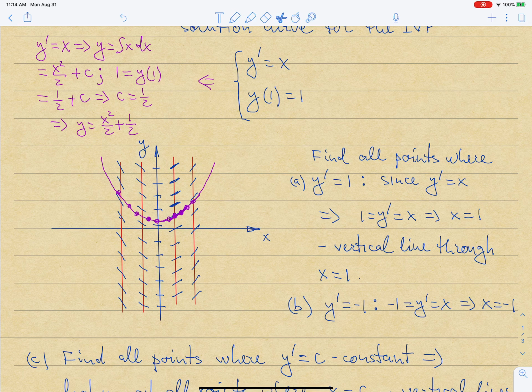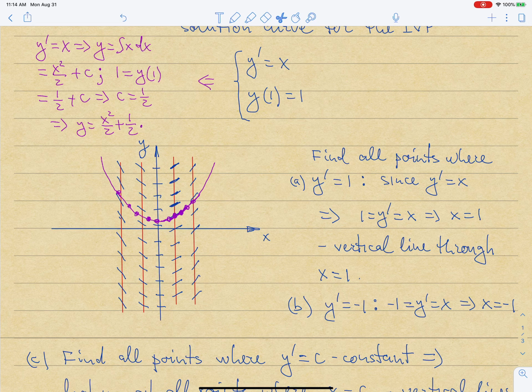And indeed, the graph that we constructed is a parabola. So that means that we graphically reconstructed a proper solution of the initial value problem. Now notice that I can do this starting from any point on the plane. I can use any other point as an initial point, follow this procedure, and I'm going to reconstruct the solution curve again.